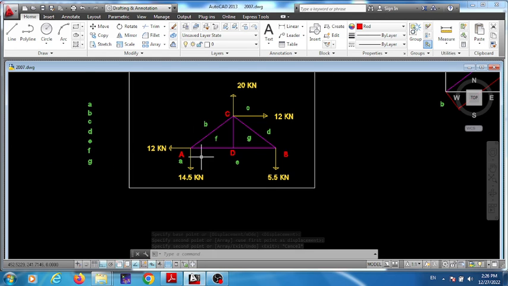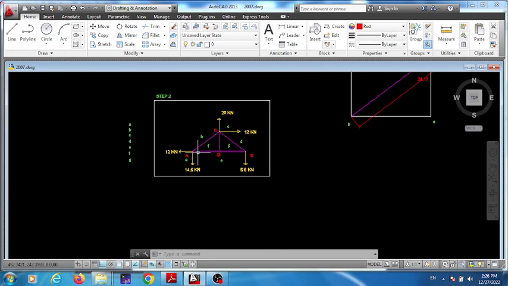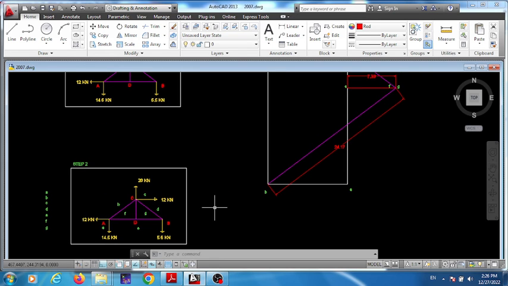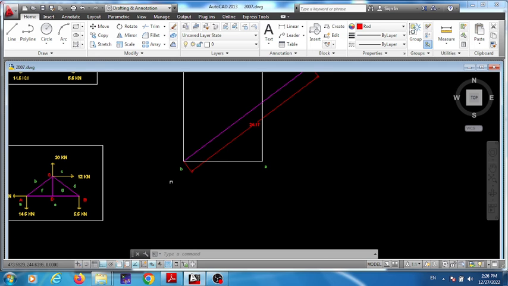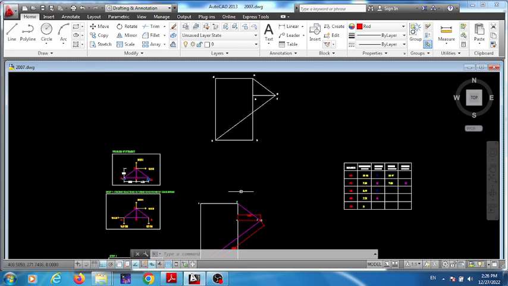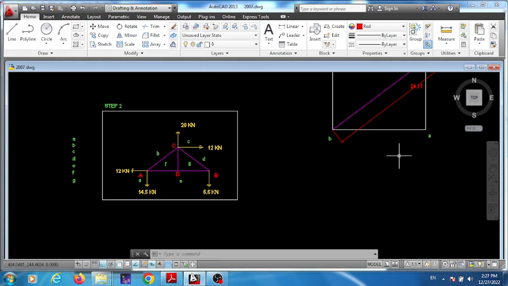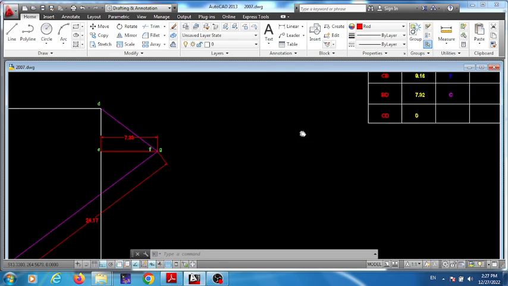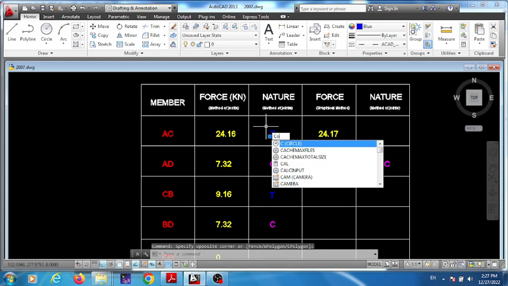Similarly, I can show it for AC. So for AC member, A to B, okay, A, B, F, like that. So A is here and B is here, means you have to go away from the joint A, means it is in tension. So here you can see AC member is also in tension.